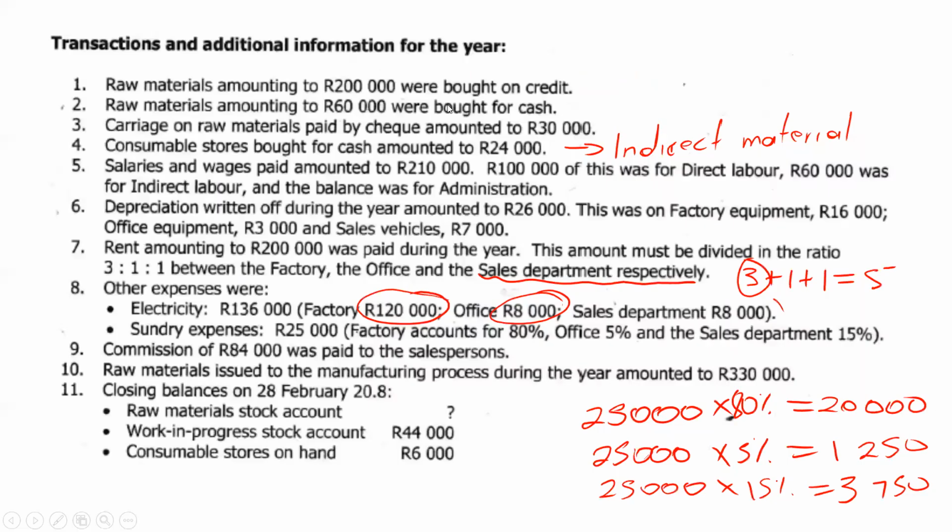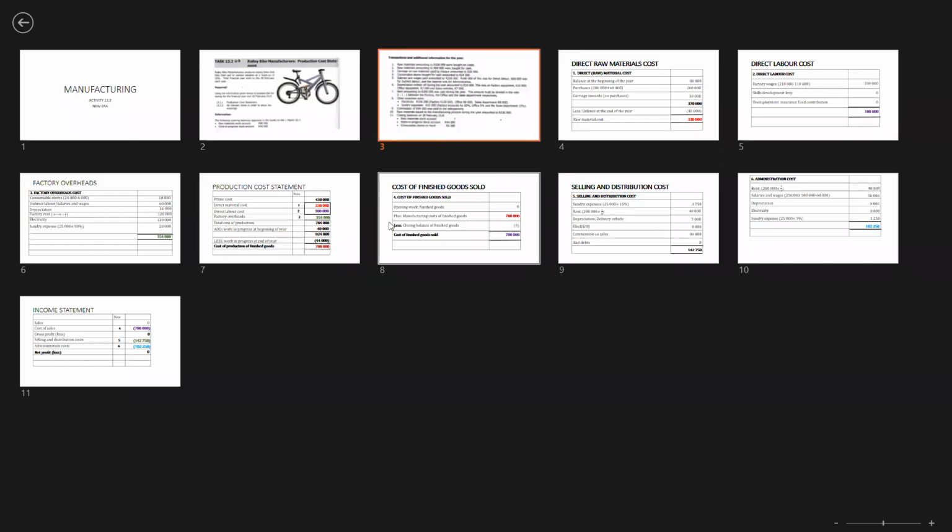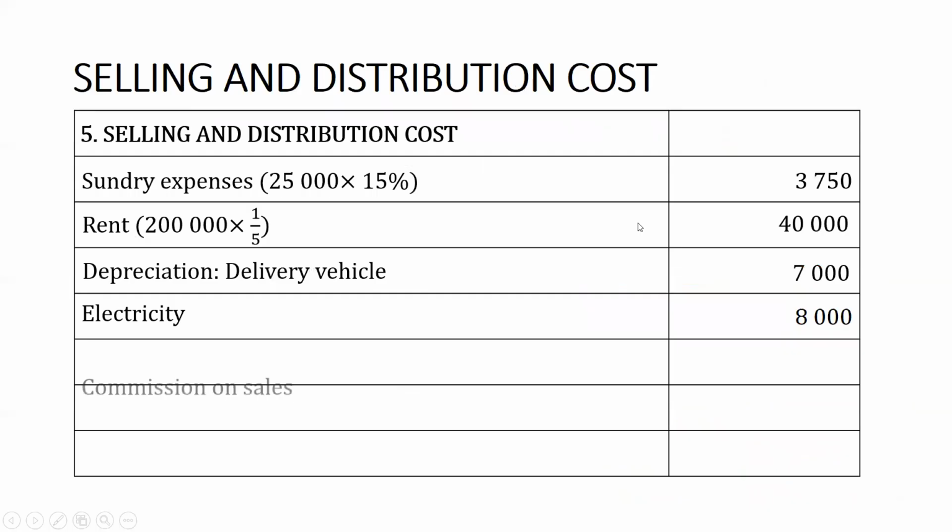They said commission of 84,000 was paid to salesperson. Now they said it's commission paid to salesperson. That will go directly to selling and distribution. Let's go to selling and distribution. So you will record it there as commission. Under sales and distribution, you have commission on sales of 84,000. Things like commission on sales and bad debts will be recorded under sales and distribution. You cannot record them anywhere else because those are the costs that are incurred due to selling. All righty.